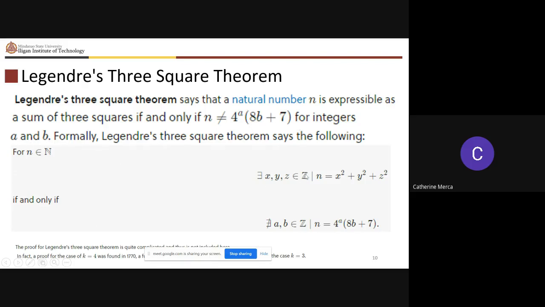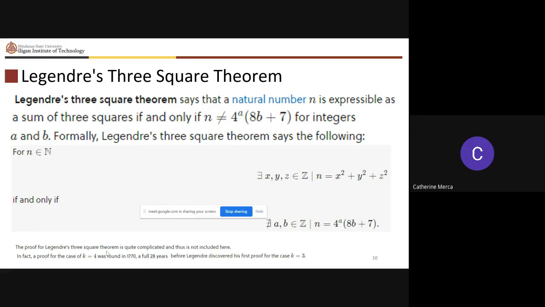So formally, for n an element of the natural numbers, there exist x, y, z elements of the integers such that n can be expressed as the sum of three squares if and only if there is no a, b elements of Z such that n equals 4 to the a times the quantity 8b plus 7.